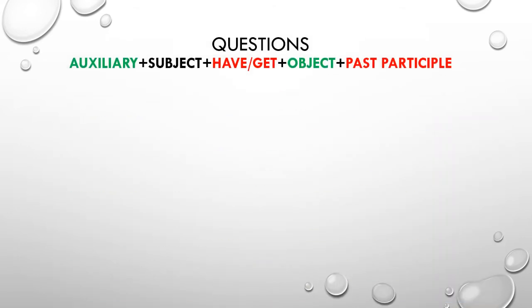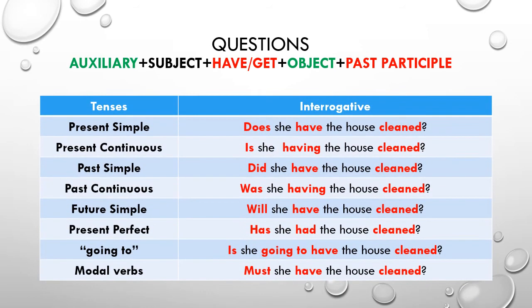How do we form the interrogative form? First comes the auxiliary verb, then the subject, then the verb have or get, then the object, and the past participle form. Present simple. Does she have the house cleaned? Present continuous. Is she having the house cleaned?